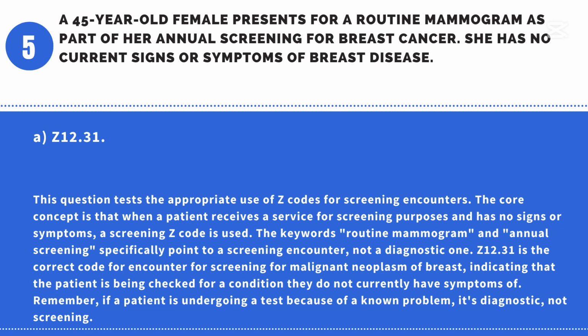Answer: A. Z12.31. This question tests the appropriate use of Z codes for screening encounters. The core concept is that when a patient receives a service for screening purposes and has no signs or symptoms, a screening Z code is used. The keywords routine mammogram and annual screening specifically point to a screening encounter, not a diagnostic one. Z12.31 is the correct code for encounter for screening for malignant neoplasm of breast, indicating that the patient is being checked for a condition they do not currently have symptoms of. Remember, if a patient is undergoing a test because of a known problem, it's diagnostic, not screening.